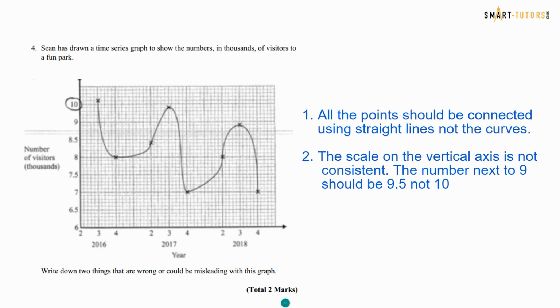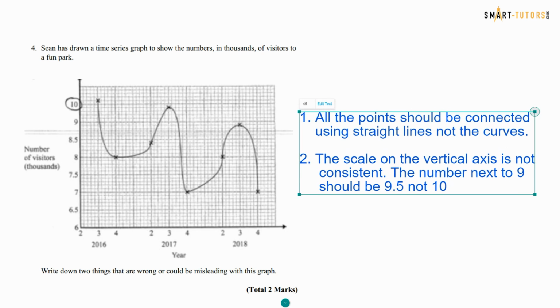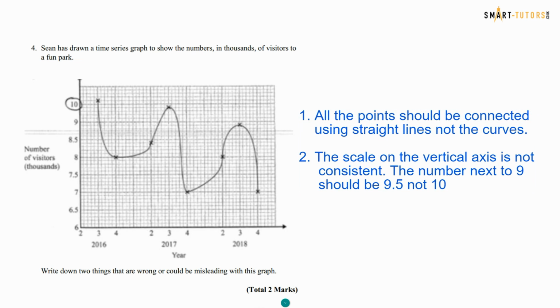Question number 4. Sean has drawn a time series graph to show the numbers, in thousands, of visitors to a fun park. Write down 2 things that are wrong or could be misleading with this information. So actually he is connecting all the points with a curve. All the points should be connected using straight lines, not with curves. I made a spelling mistake here, so it should read: not with curves.